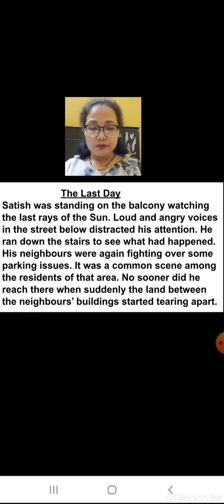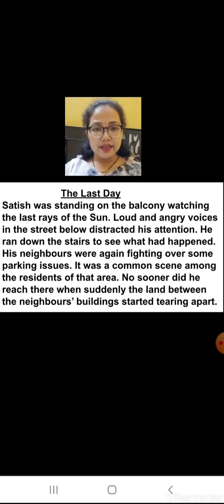At the end, what you have to do is first leave one line for writing the title, because after writing the story only you will be able to give a suitable title to your story. Or you can give the title earlier also before writing the story. It is your wish, but I think that when you complete your story, it would be better to write the title at the end, because then only you will get the suitable title. So the suitable title for this story is The Last Day.